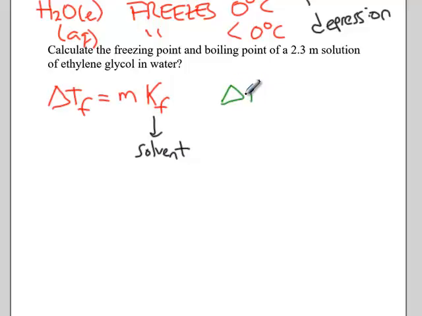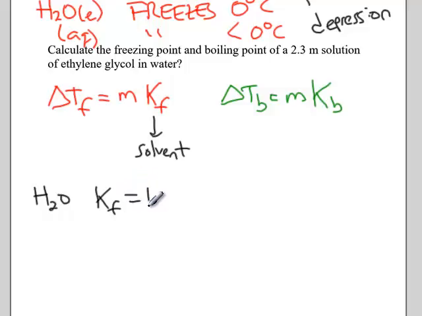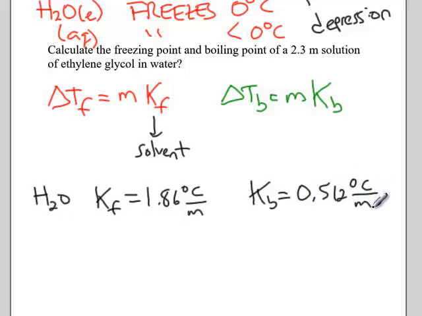Same kind of equation for change in boiling point. It's equal to the molality of the solute that we dissolve times a constant, and that constant of boiling is for the solvent. So you can look up the constants. For example, water has a constant of freezing that's equal to 1.86 degrees Celsius per molal, and the constant for boiling is smaller, 0.512 degrees Celsius per molal.